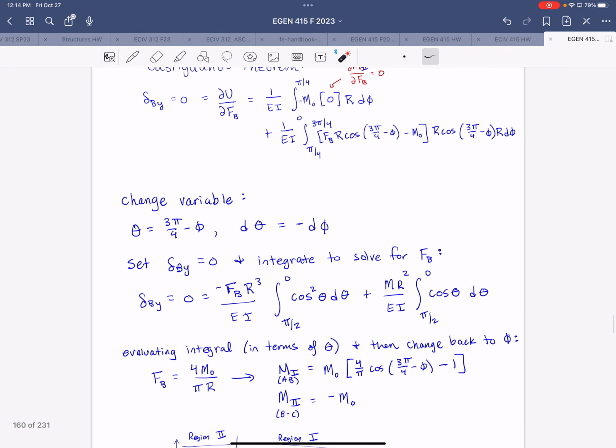So moving on, torsion. You guys have seen torsion in mechanics of materials.